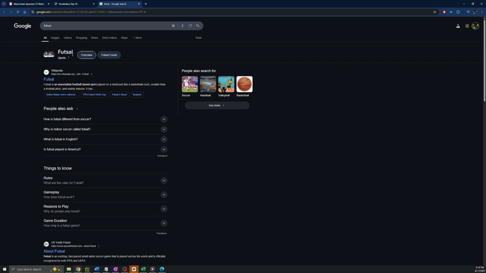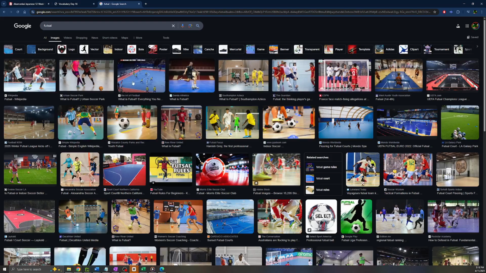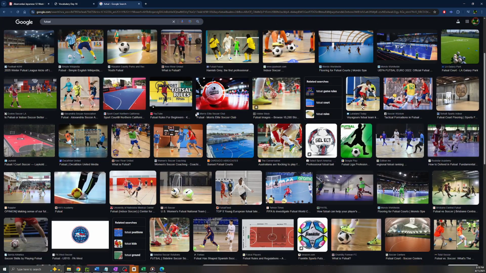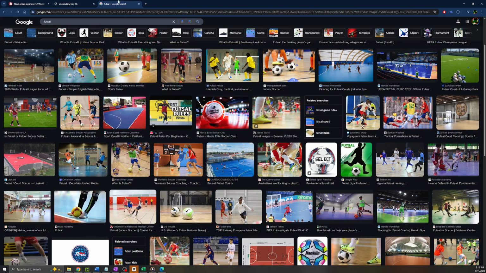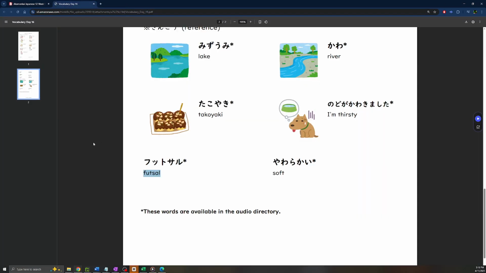This is a sport? A form of five-a-side soccer? Like small soccer? Indoor soccer. Indoor soccer. That would make sense to me. So, okay. All right. This is that sport. And then for soft, yawarakai. Yawarakai, yeah. Yawarakai. You want some of that yawarakai.